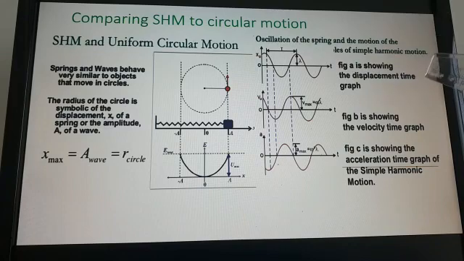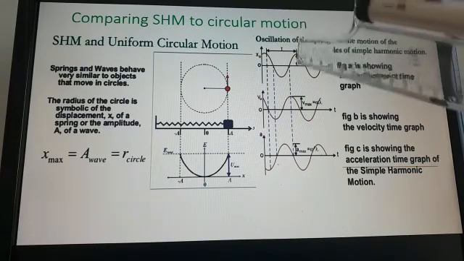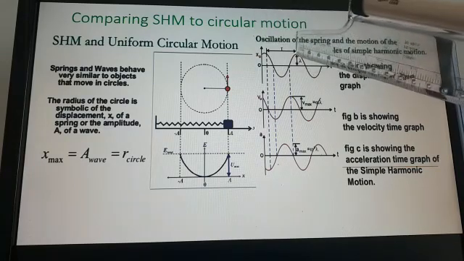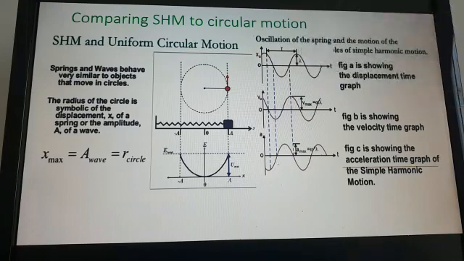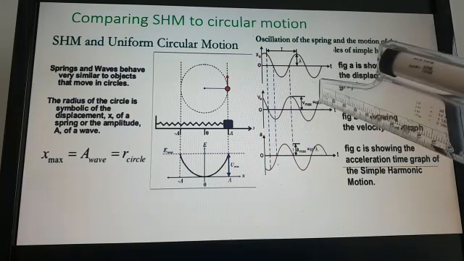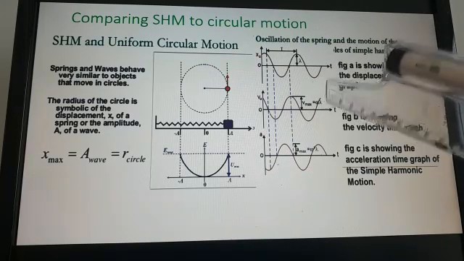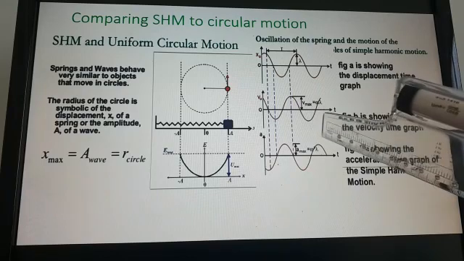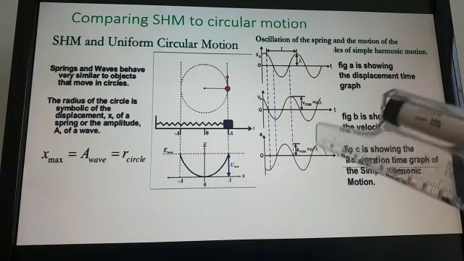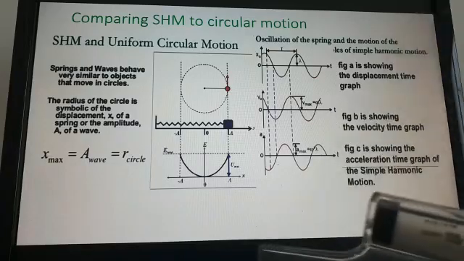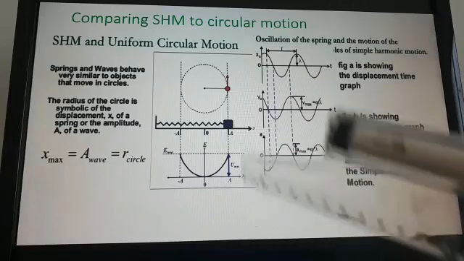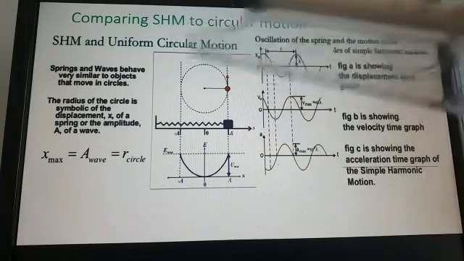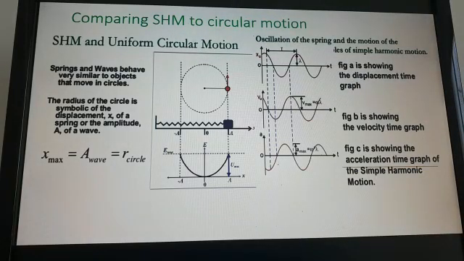The figure shows the displacement-time graph. Here it is the wavelength, and this one is the frequency. Here it is showing the velocity-time graph. Velocity is maximum, ωA, and here it is showing the acceleration-time graph. This a is equal to ω²A. So simple harmonic motion is compared with uniform circular motion.